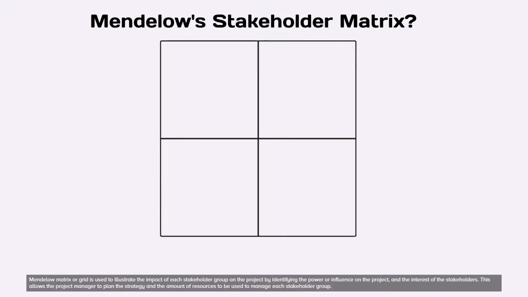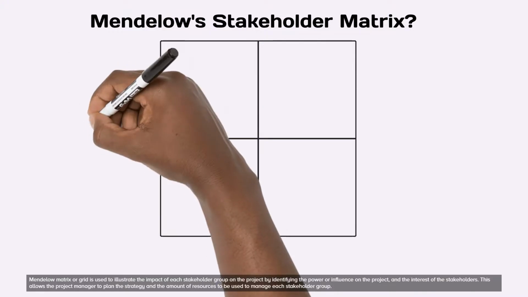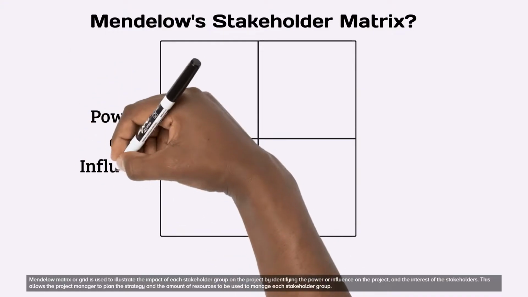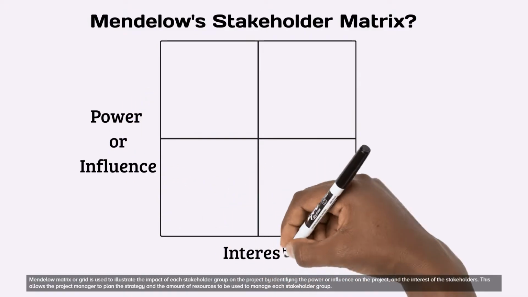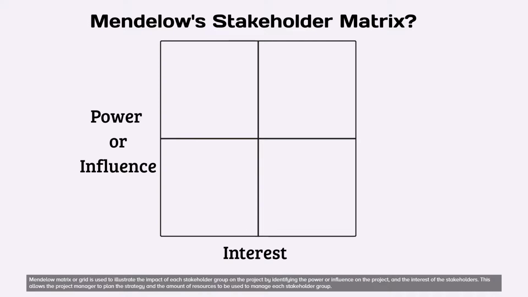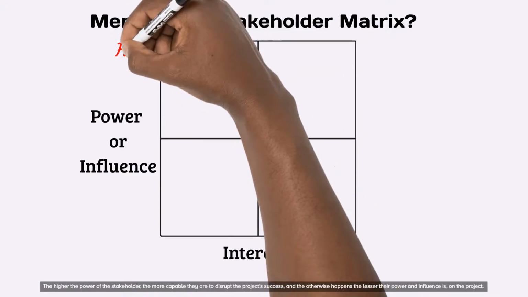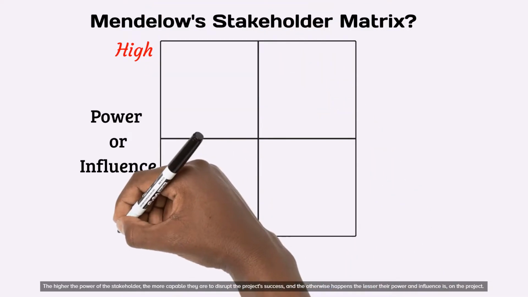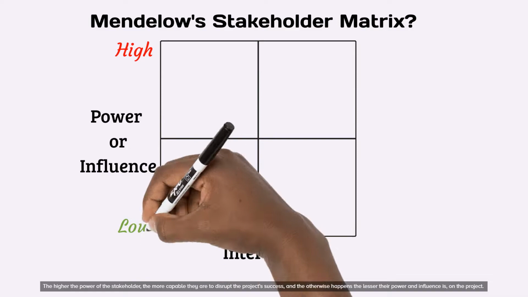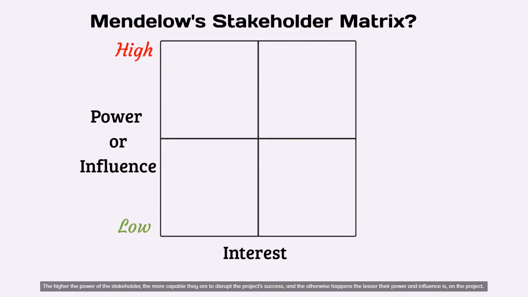Mendelow matrix or grid is used to illustrate the impact of each stakeholder group on the project by identifying the power or influence on the project, and the interest of the stakeholders. This allows the project manager to plan the strategy and the amount of resources to be used to manage each stakeholder group. The higher the power of the stakeholder, the more capable they are to disrupt the project's success, and the otherwise happens the lesser their power and influence is on the project.